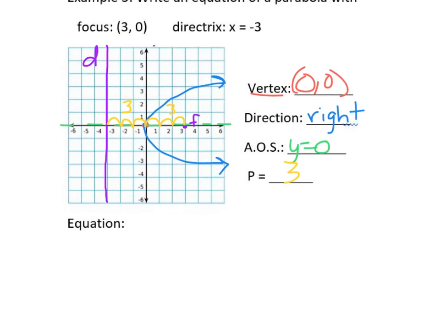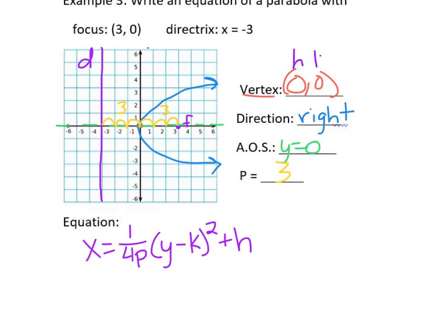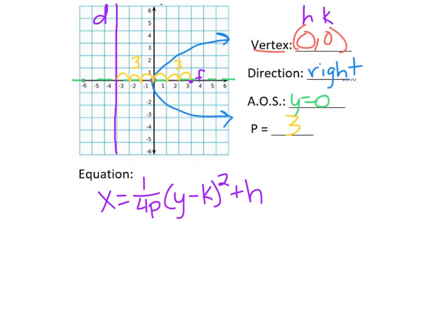Okay, so I'm ready to write my equation. Should I use the y equals or the x equals formula? Well, this is opening to the side, so I should be using x equals. So it's x equals 1 over 4p, parentheses. Now we're switching the x and the y, so now it's y minus. We're also switching the h and the k from the vertex. So that's k squared plus h. Alright, my h and k come from the vertex, and then my p we've already stated is 3.